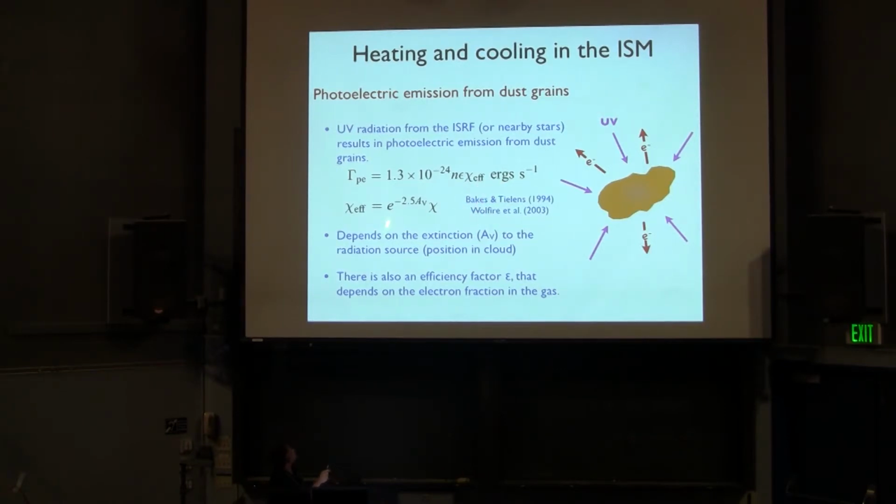And it depends on the strength of the radiation field. That's chi effective. It depends on the extinction, how far in the cloud you are, and the original radiation field, which is given by this chi parameter here. It's normally expressed in units of the Habing field, for those of you who are used to seeing that. That's the strength of the radiation field at 1,000 angstroms. And there's also this epsilon parameter, which is basically the efficiency of the heating. It's again a function of chi in some way, because it takes into consideration the strength of the radiation field and also the electron fraction of the gas.